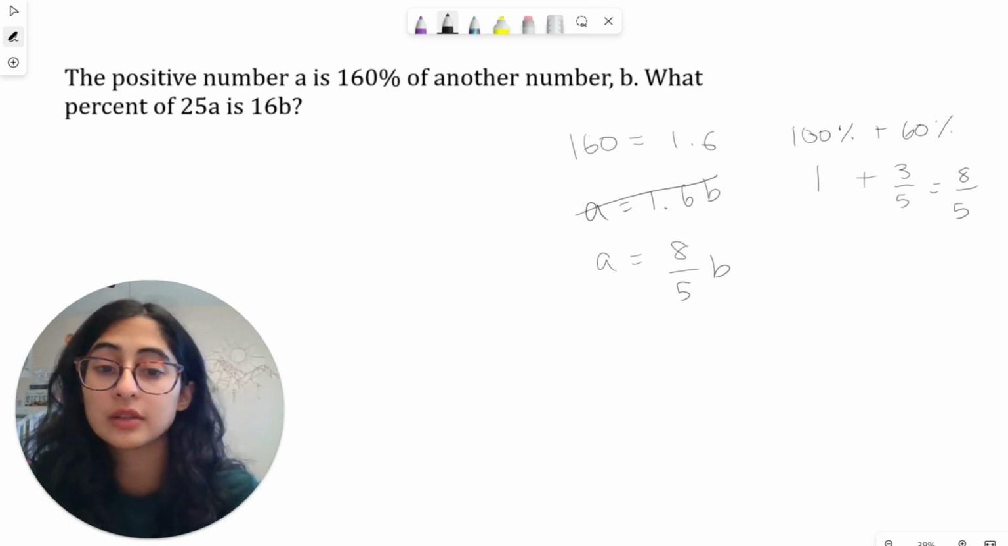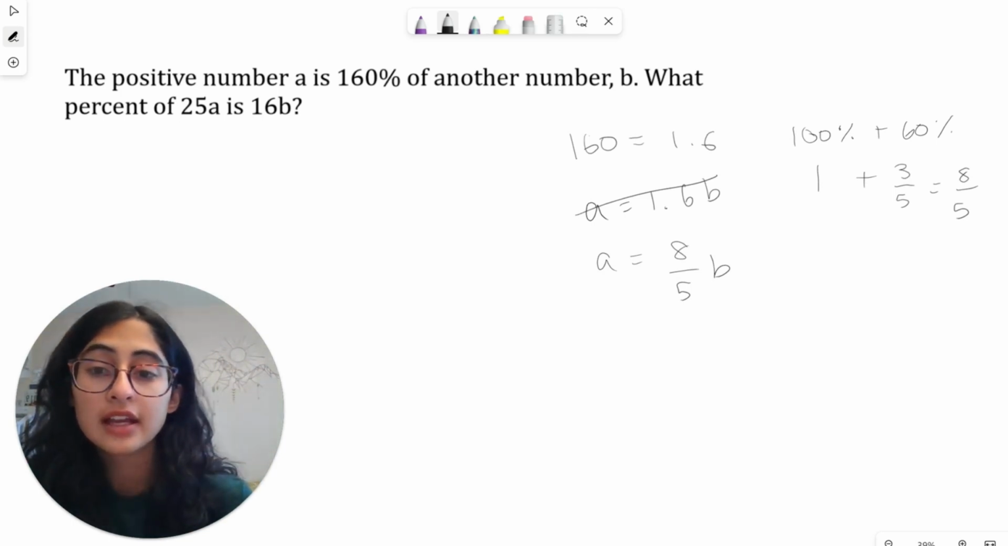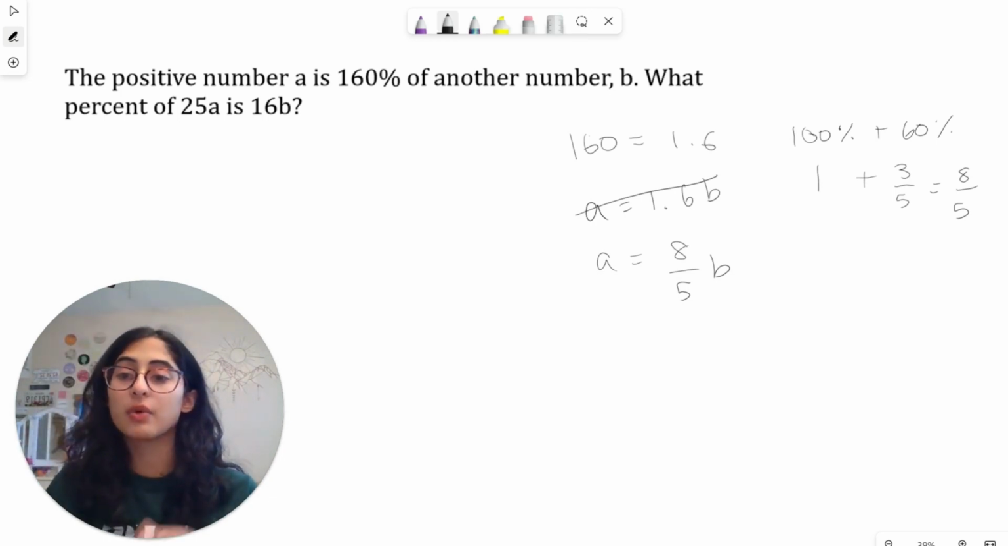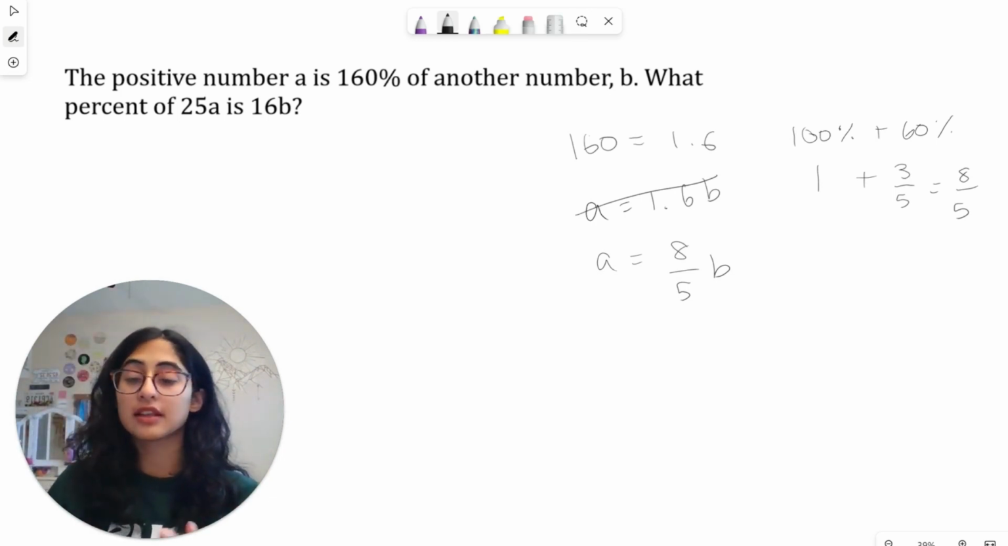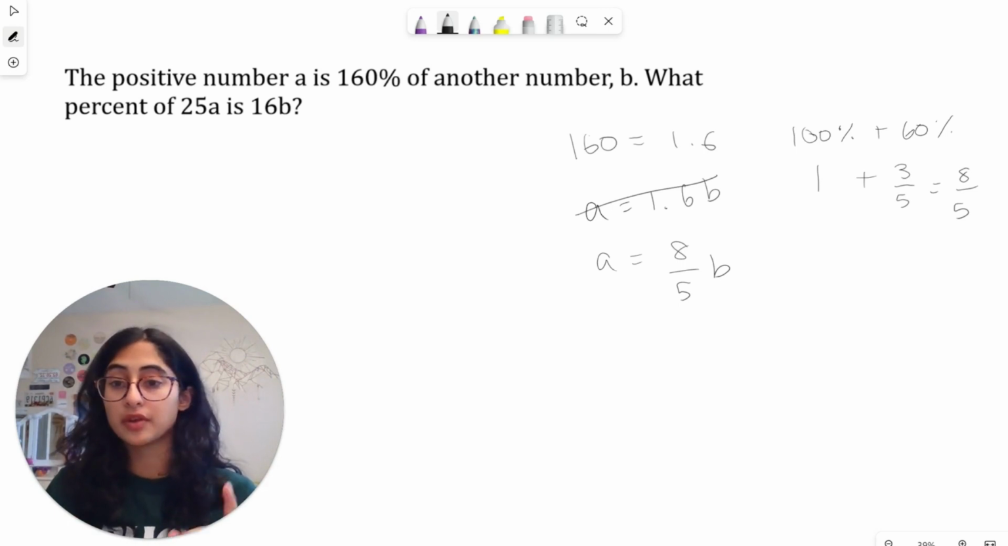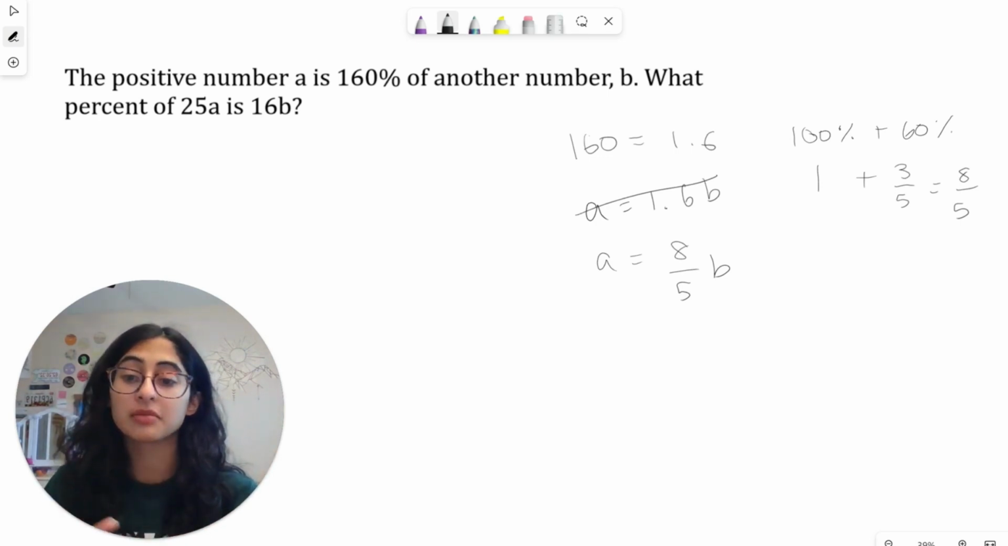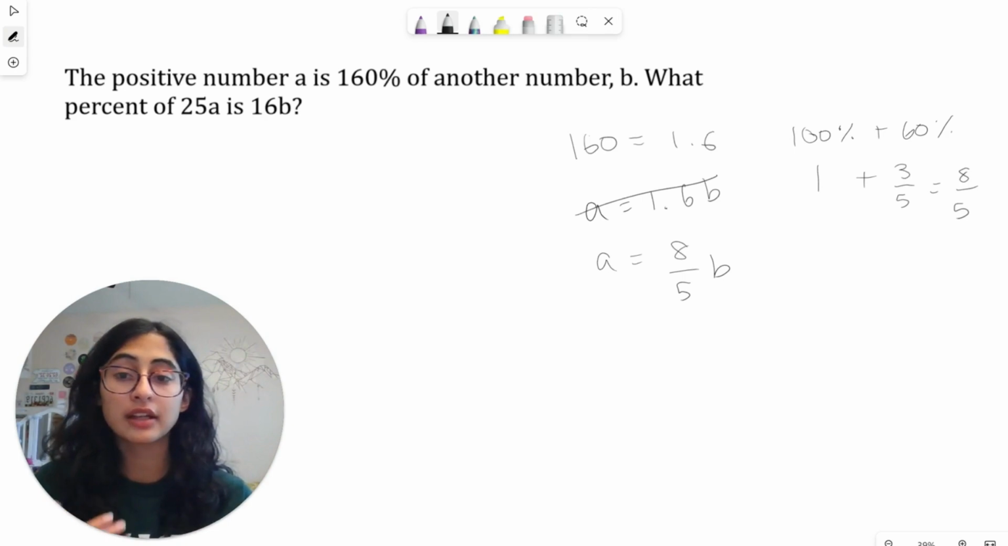And now they're asking what percent of 25a is 16b. Well, we can't really compare 25a and 16b just like that. We have to get one of those, whether it be the 25a in terms of b or the 16b in terms of a, because once we have them both in terms of the same variable, then we can compare them and find the percentage. But we can't do that yet.